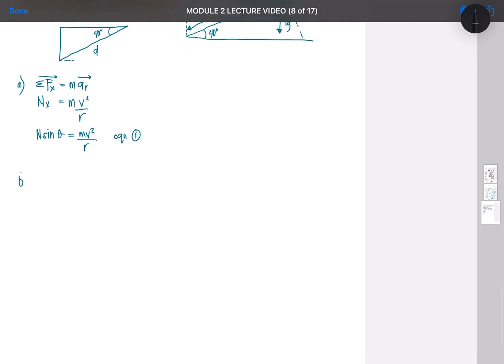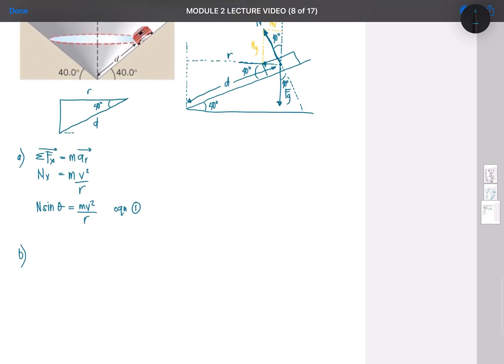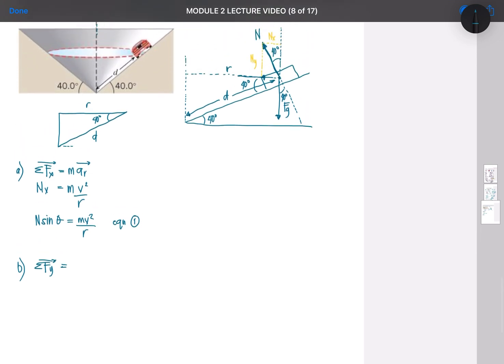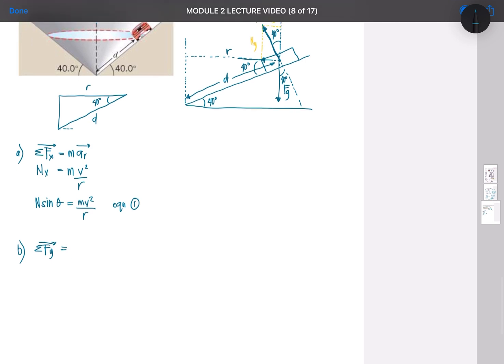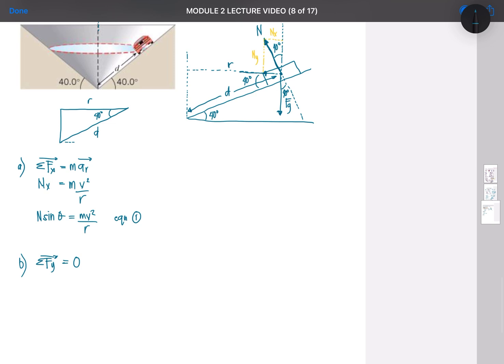Okay? Next now, we determine the summation of all forces along y. Because dito naman na ngayon, for the summation of all forces along y, it's in equilibrium. Okay? And so when we say in equilibrium, that is now equal to 0. And so what are now the forces acting along y?